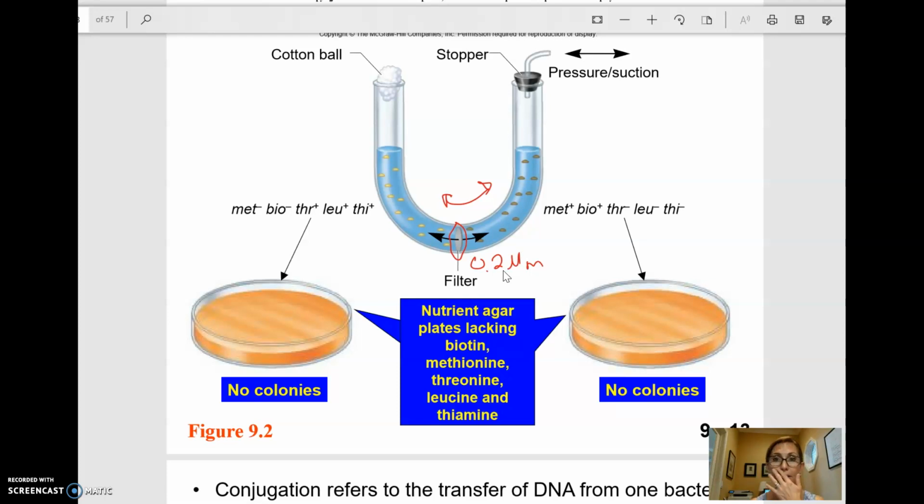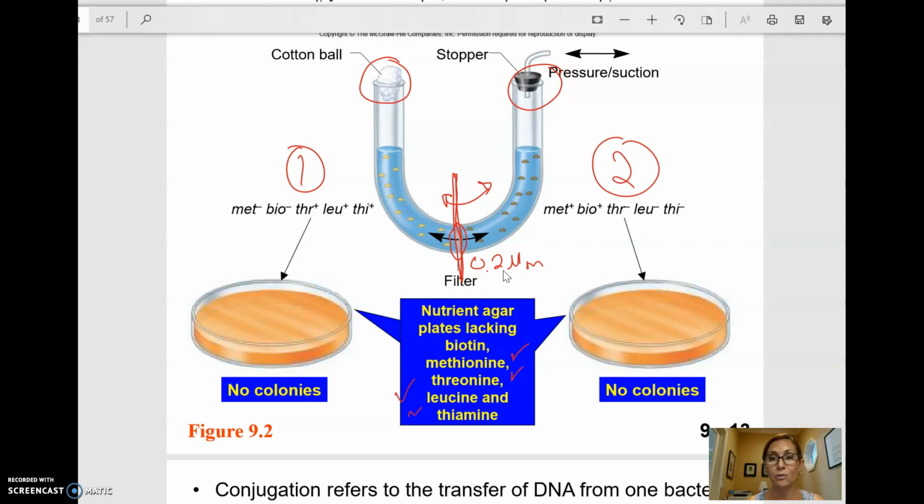So if you grow these cells in a U-tube, one side contained a cotton stopper, the other side contained a stopper with a pressure suction thing. Don't worry, that's a way to load these tubes easily. You don't have to worry about the cotton or the stopper to understand this experiment. If you take group number 1 and group number 2 and you grow them in a test tube that has a divider, but nutrients can travel back and forth, okay? Then you put them on the plates lacking methionine, threonine, leucine, and thiamine.